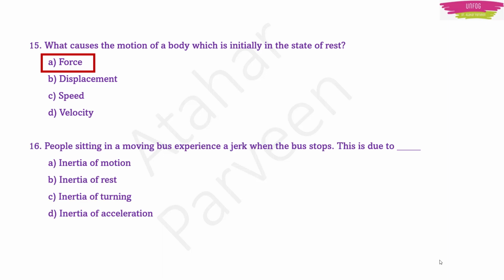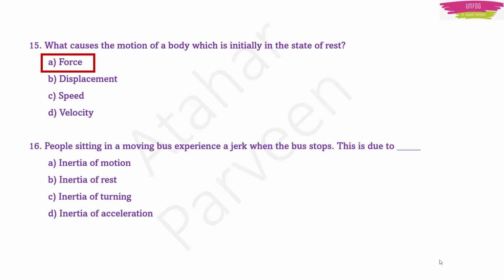Next question. People sitting in a moving bus experience a jerk when the bus stops. This is due to inertia of motion, inertia of rest, inertia of turning, or inertia of acceleration. See, inertia of acceleration, you can remove, nothing of that sort is there. Inertia of turning means if the bus is turning, then only this concept will come. Here they are not telling that the bus is turning, right?